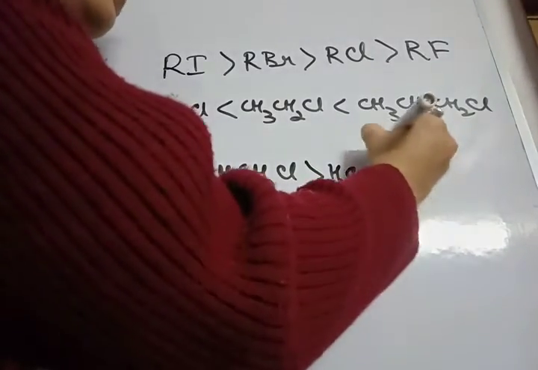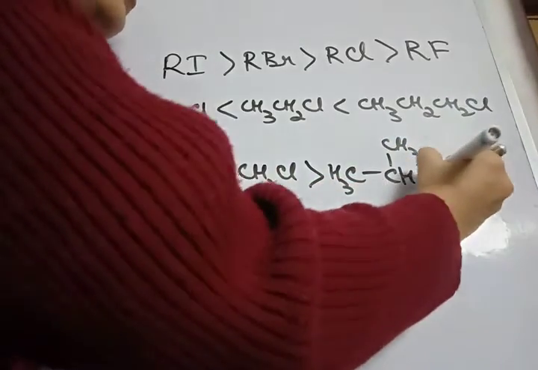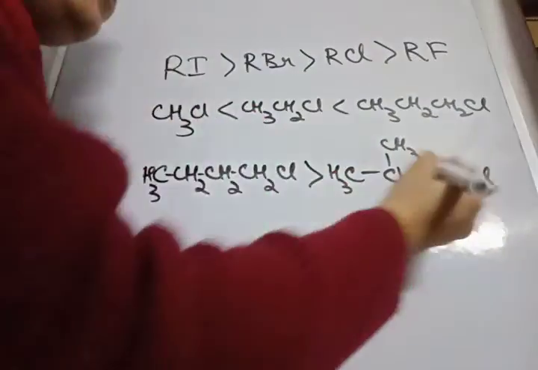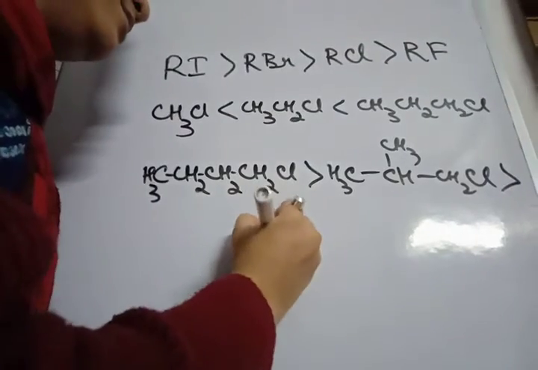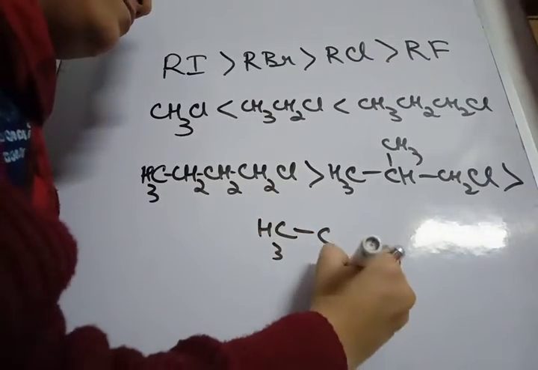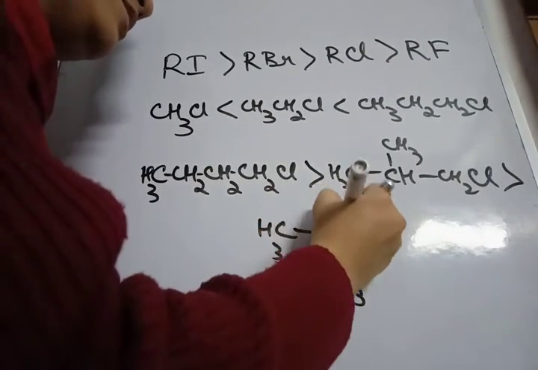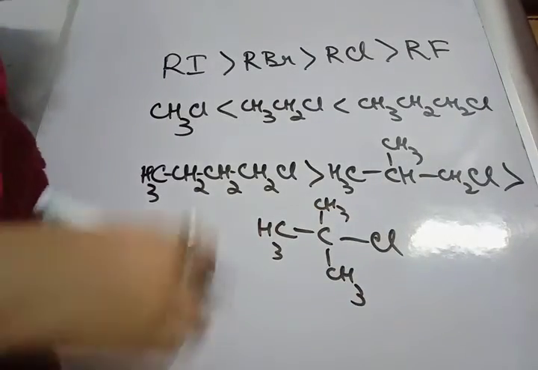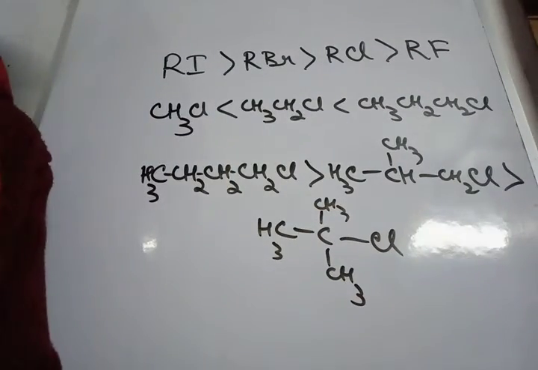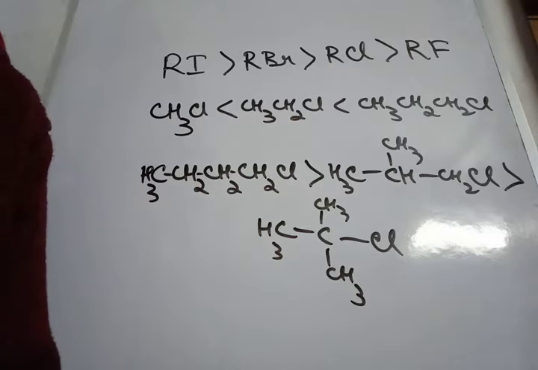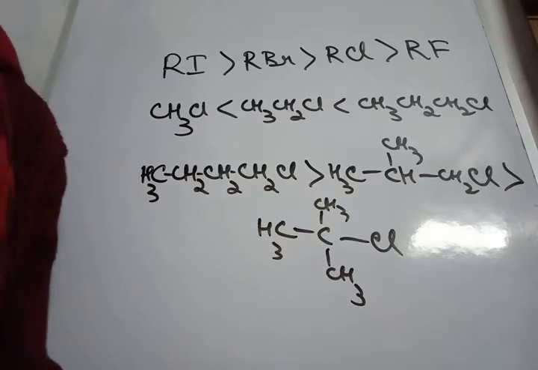Next, if I draw isobutyl chloride. Last one, tertiary butyl chloride. As I am moving from left to right, the branching increases, which decreases the van der Waals force of attraction, and so the boiling point decreases.